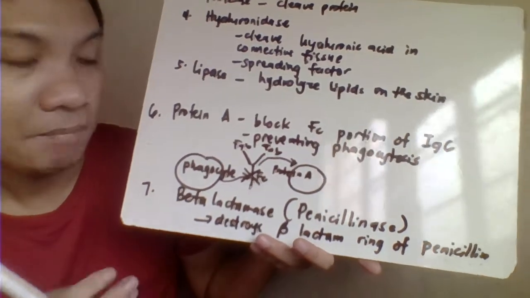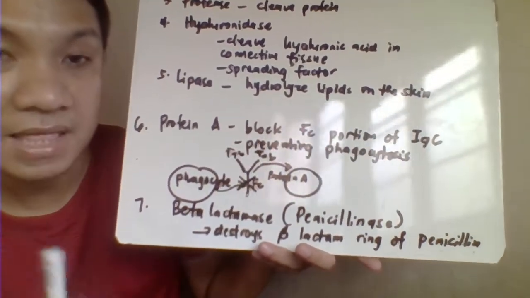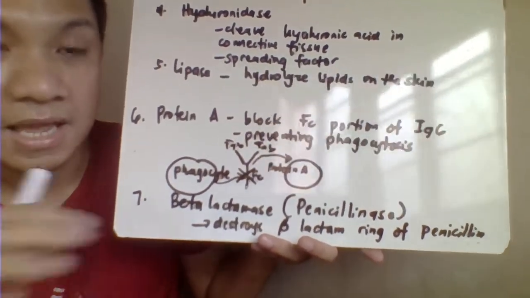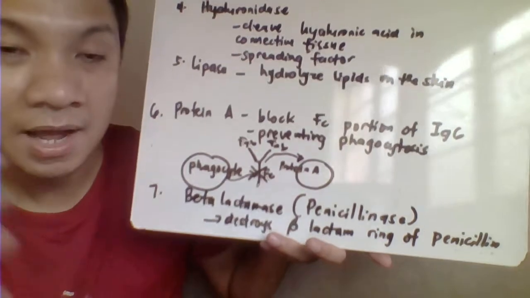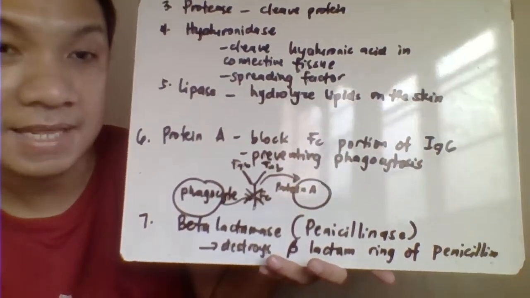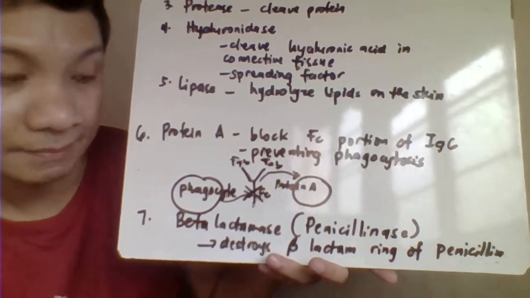So protein A basically try to block here the Fc portion of the IgG antibody, preventing the binding of your phagocyte with your IgG, preventing that one to undergo the phagocytosis para mapatay niya ang pathogen natin. And therefore, hindi siya mapatay kasi hindi siya makapag-bind.